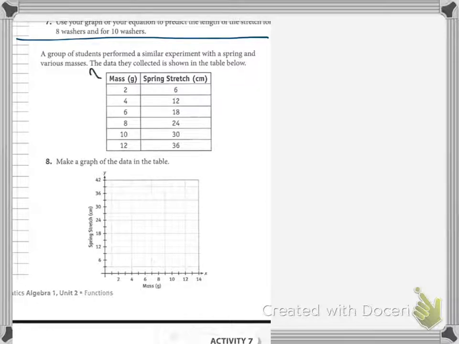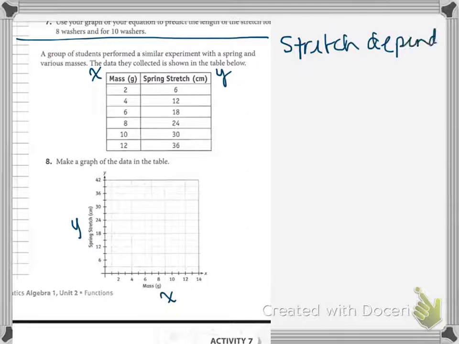Notice that our independent variable, mass, and our dependent variable, spring stretch, are labeled on our graph. That's very important. And if we were to write a dependent statement, we would say stretch depends on mass, meaning that, remember, y depends on x.